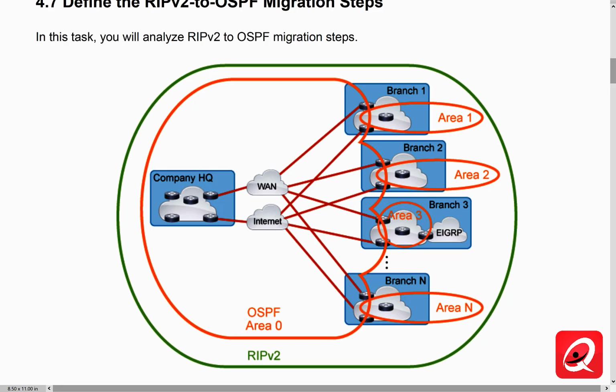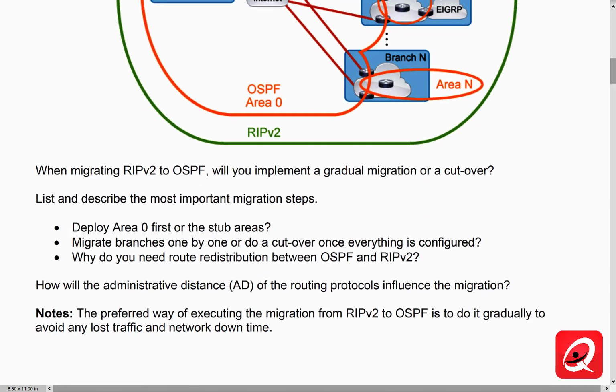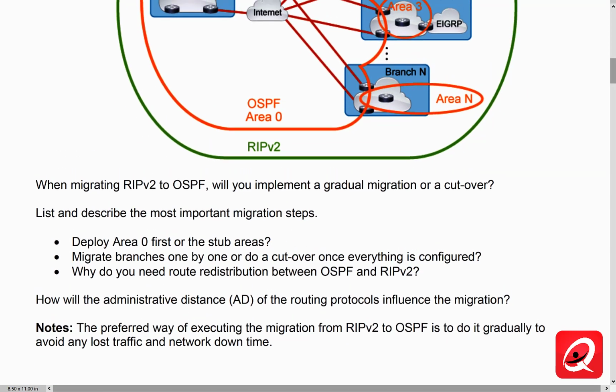Implement OSPF at the headquarters location, and then start to implement OSPF at each branch location. Once all of the branch locations have been incorporated into OSPF, then we can go and remove our RIP configuration. Let's see what they say here. When migrating from RIP version 2 to OSPF, you will implement a gradual migration or a cutover. What I was describing was a gradual migration. Cutover would be take out RIP version 2, implement OSPF in one kind of configuration.